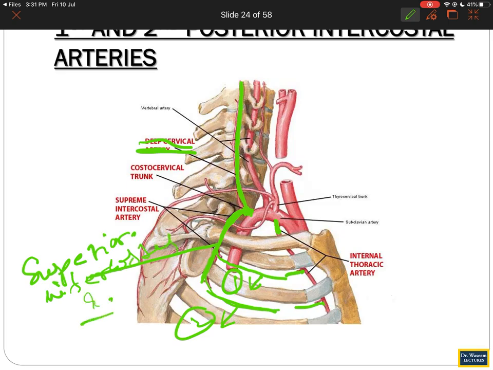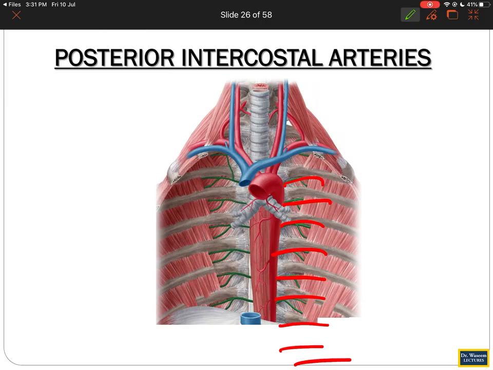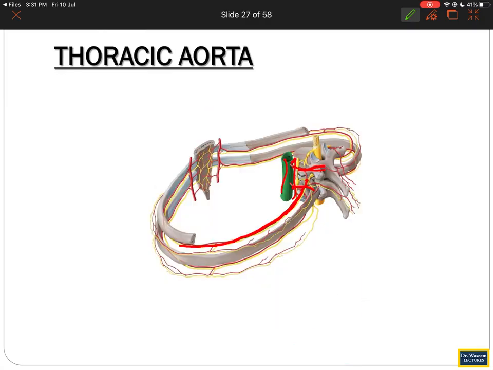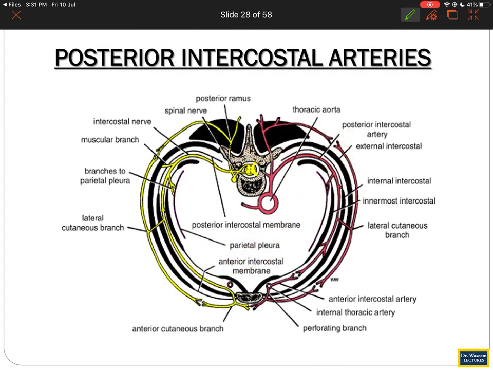The superior intercostal artery is one of the two terminal branches of the costocervical trunk, which is a branch of the subclavian, and the subclavian comes out of the arch of aorta, and the arch of aorta continues into the ascending aorta, and the ascending aorta comes from the left ventricle. This is the source of the first and second posterior intercostal arteries. The third to 11th you have already done, and the 12th is the subcostal.